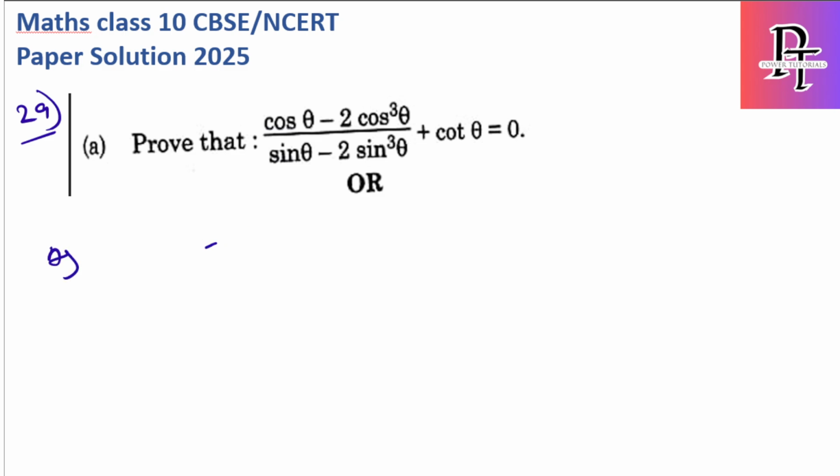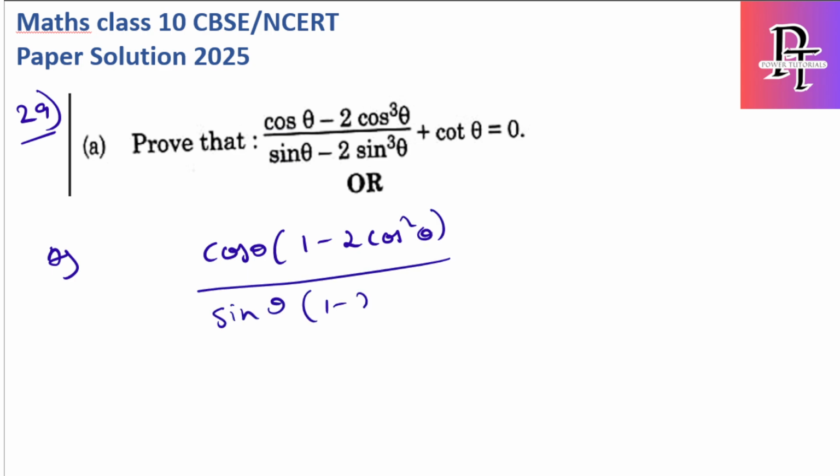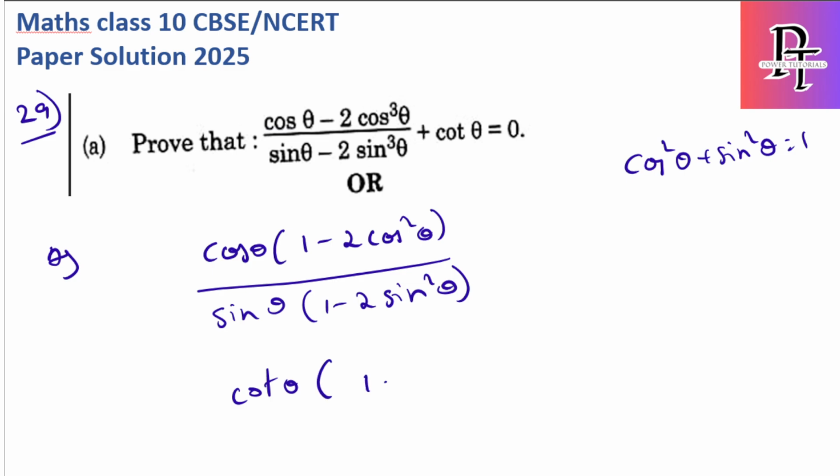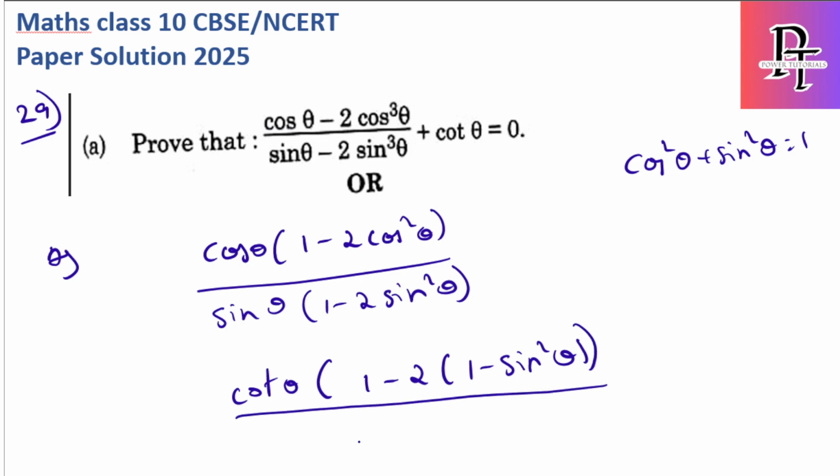So let's see here. Taking cos theta as common in the numerator, I can say this is 1 minus 2 cos square theta, and if I take sin theta in the denominator, I'll get 1 minus 2 sin square theta. So from the first identity, which is cos square theta plus sin square theta is equal to 1, I can say cos theta by sin theta is already cot theta, into 1 minus 2 cos square theta. I'll write it as 1 minus sin square theta by 1 minus 2 sin square theta.